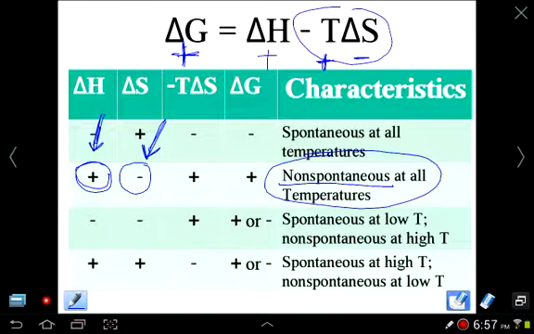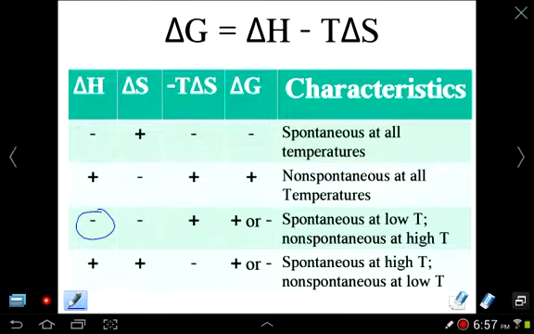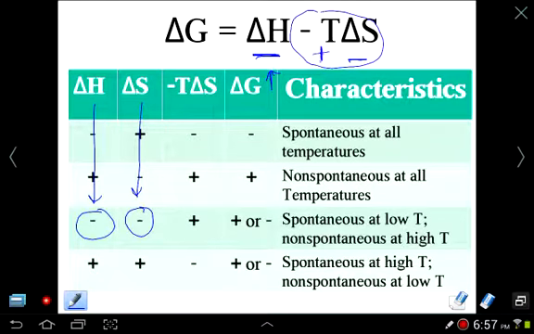The third possibility is if both of them are negative. If delta H is negative, this is going for nature. Delta S is negative, this is going against nature. We have a delta H that's negative, a delta S that's negative. We have a negative number minus another negative. Again, this term becomes positive. And here is where it depends how big this term is. If this term is sufficiently large, it will outweigh the negative and make the overall delta G positive. If, however, delta S is not sufficiently large, then it'll remain a negative.